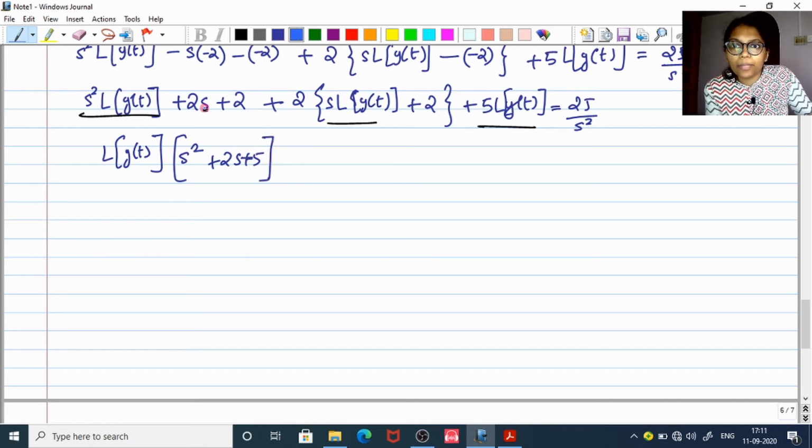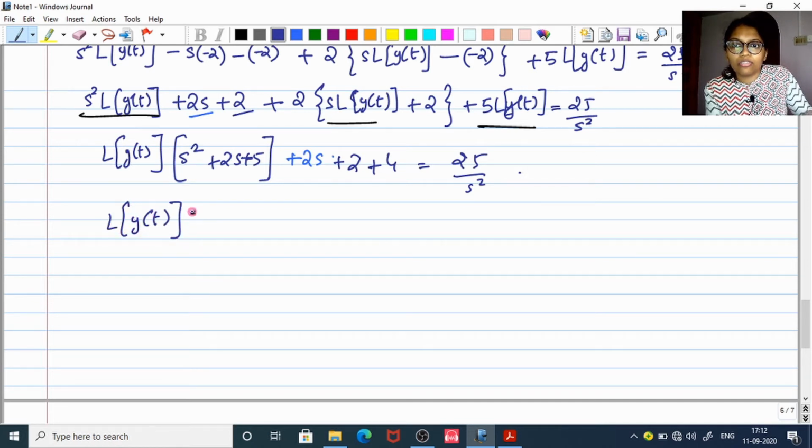Later you can pick up these 2s terms, that is 2s, and that's all. So plus 2s, and next you can choose the constant terms. That is, you have 2 here and 2 into 2 is 4. So 2 plus 2 into 4, 2 plus 4 is equal to 25 by s square. Thus you have L of y of t is s square plus 2s plus 5 plus 2s plus 6 is equal to 25 by s square.